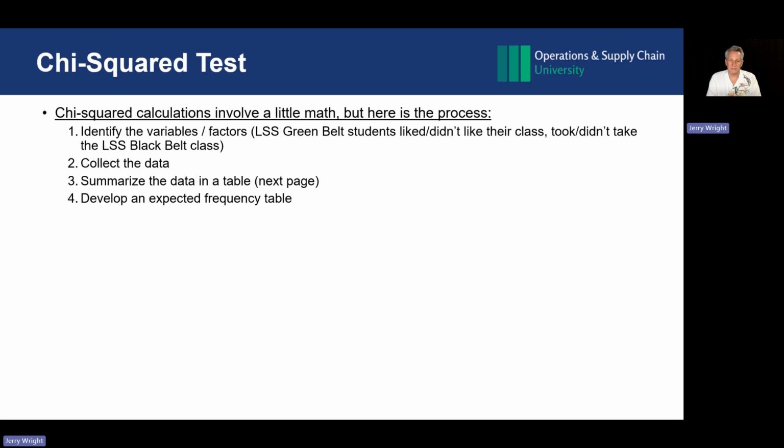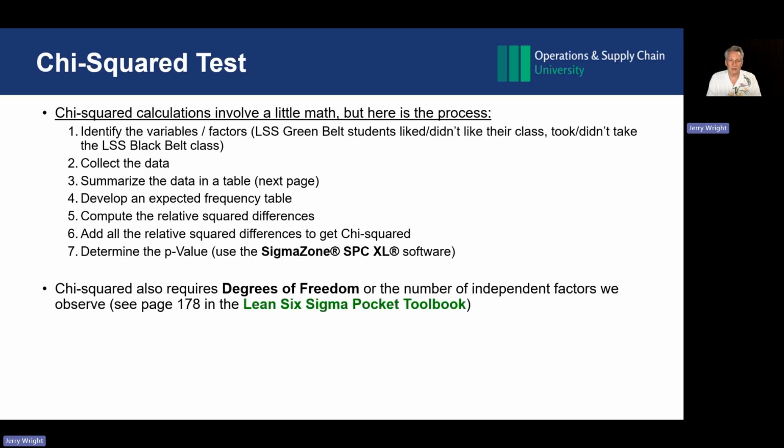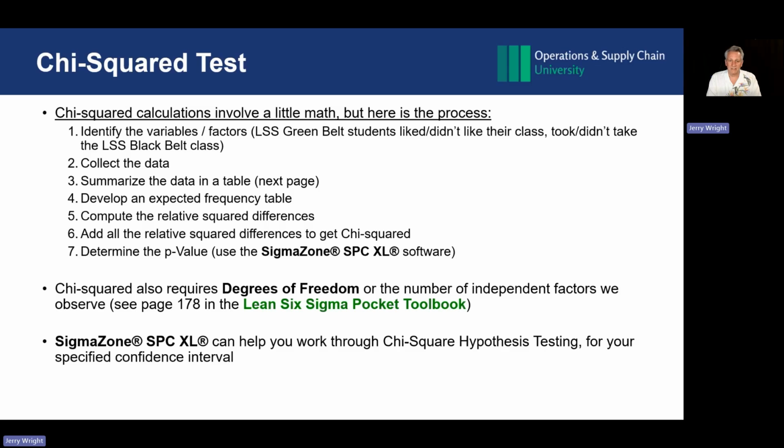Develop an expected frequency table, and then compute the relative squared differences. That's where the chi-squared comes from. Add all the relative squared differences to get the chi-squared factor, and then determine the p-value. Again, SigmaZone SPC XL software can do that for you. Chi-squared also requires degrees of freedom, or the number of independent factors we observe. Now you can see page 178 in the Lean Six Sigma Pocket Toolbook for more information on the degrees of freedom. SigmaZone SPC XL can help you work through the chi-square hypothesis testing for your specified confidence interval.